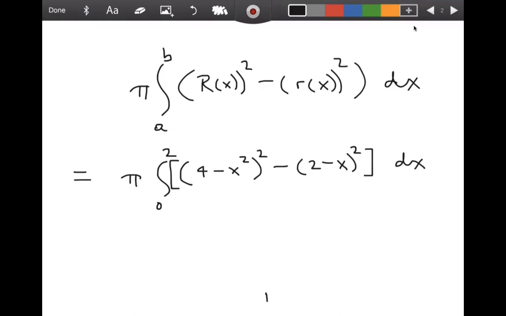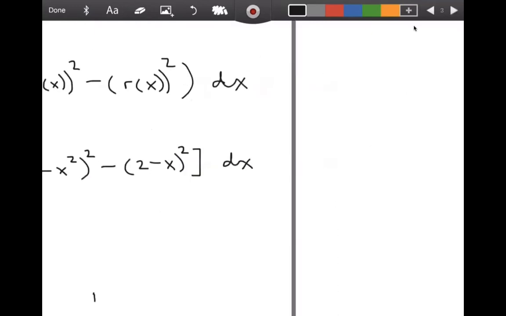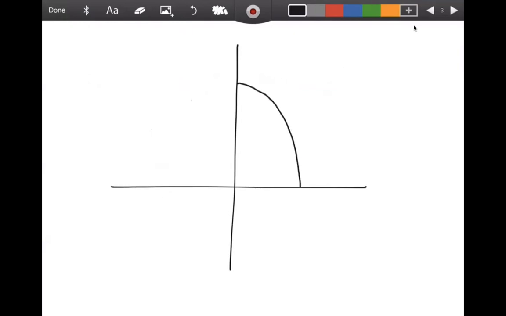Okay. All right, so now let's talk about how you would use the shell method to do this problem. So I'm just going to redraw the region. Spoiler alert, it's going to be more complicated to do it this way. So if you had your choice, I would say just go with washers. Okay, so there's y equals 4 minus x squared. And here's y equals 2 minus x. Okay. Going about the x-axis.